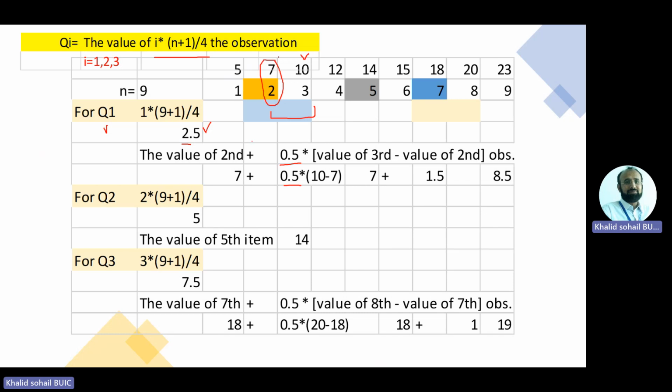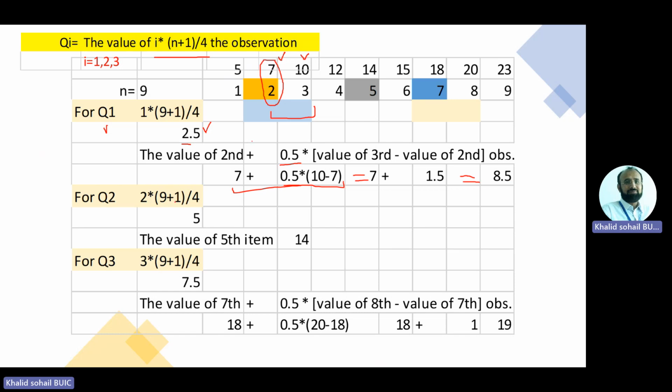And at the second position, we have the number 7. So we will take the difference, 10 minus 7. And now we solve this expression, it would give us 7 plus 1.5, and we solve it and we are getting 8.5. So our first quartile is 8.5.